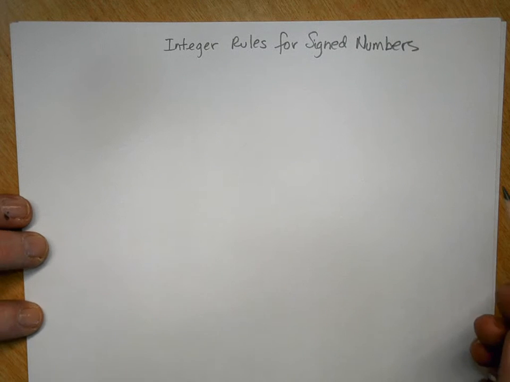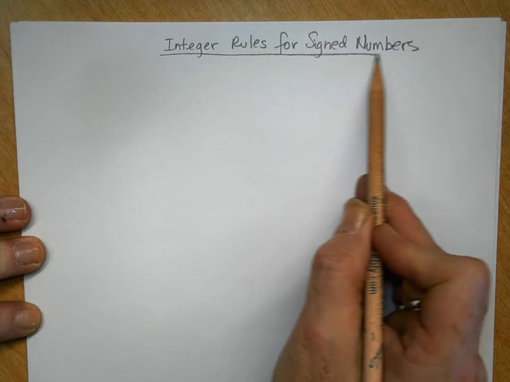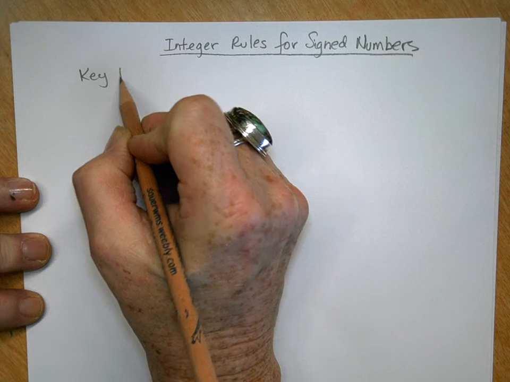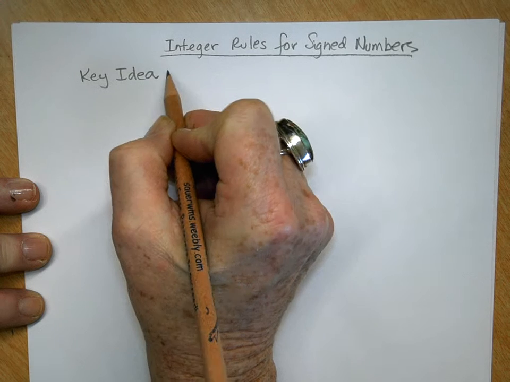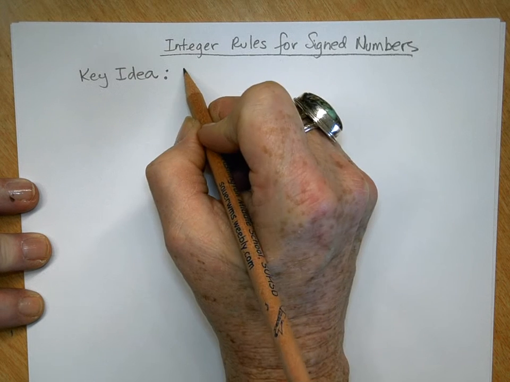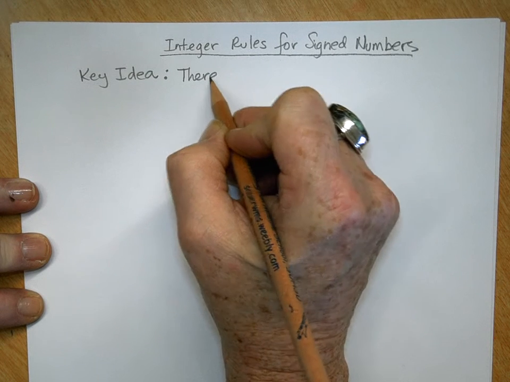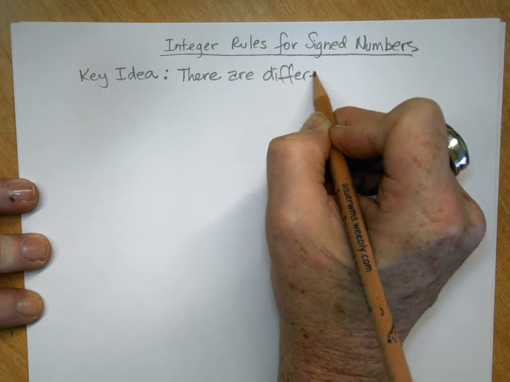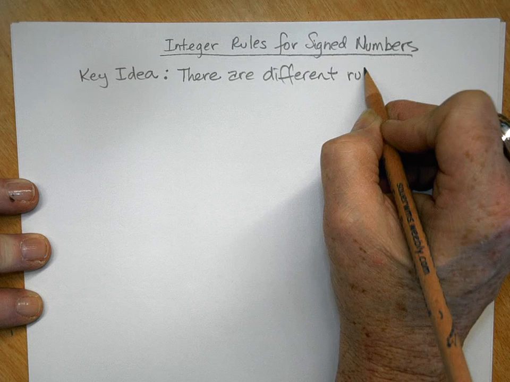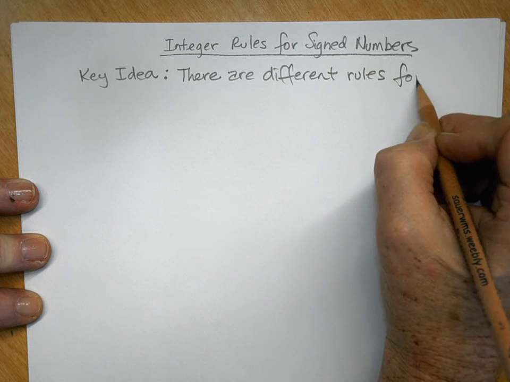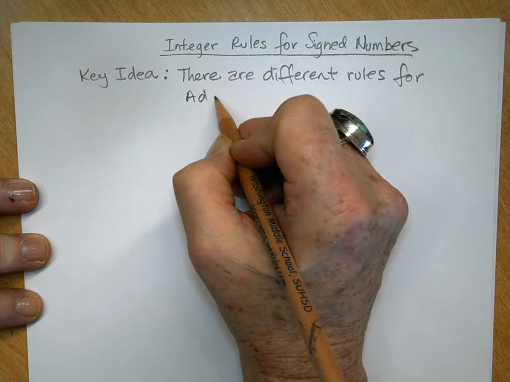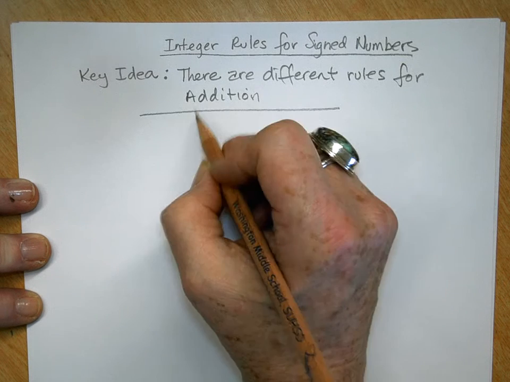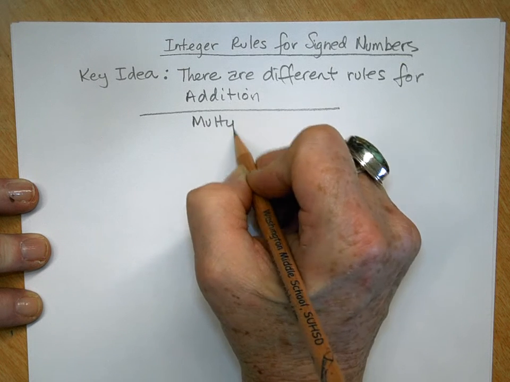This video is about integer rules for signed numbers. The key idea is that there are different rules for addition and multiplication.